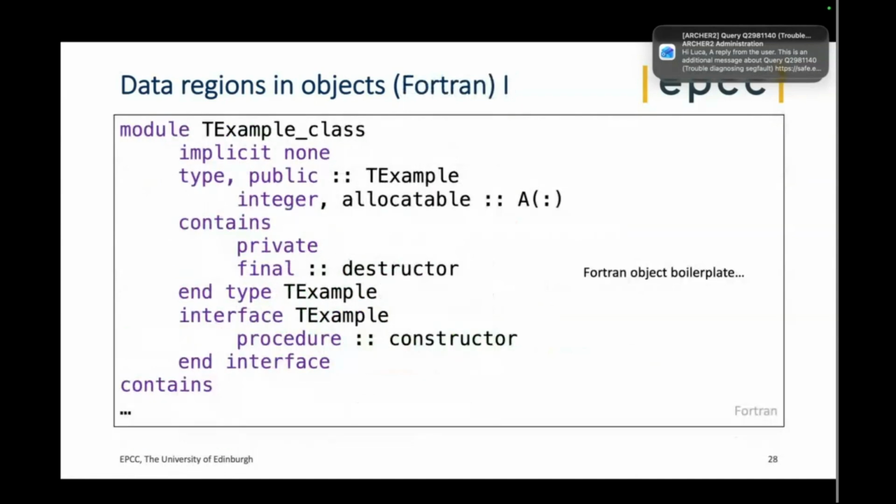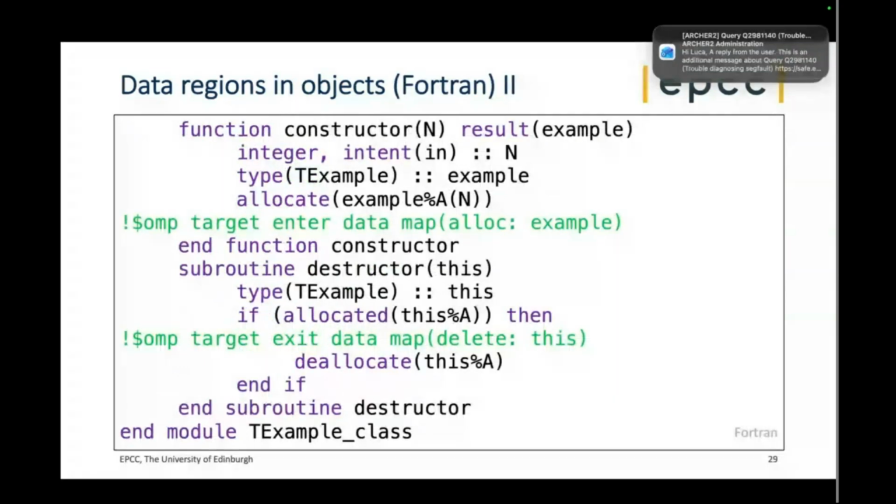This is the same in Fortran. You do have objects in Fortran, but they are slightly different. Essentially it's the same concept, where you're allocating and deallocating some dynamic array, and you use the corresponding instructions for mapping the data between the CPU and GPU.